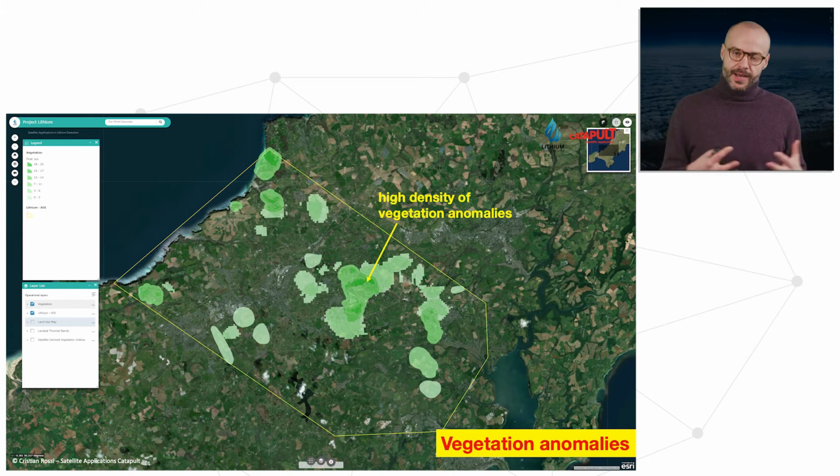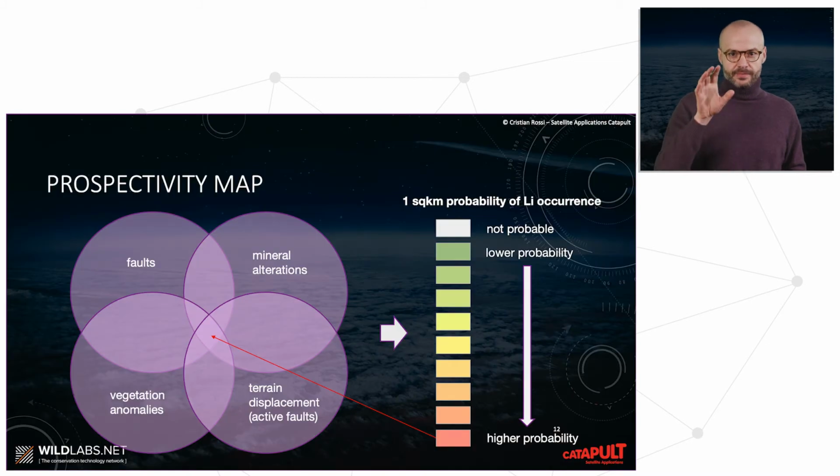Combining land cover, land surface temperature and other indicators, we were able to derive a map of vegetation anomalies. So why anomaly? Because potentially an anomaly can be associated again to geothermal activities. And this is another potential proxy of the presence of lithium. There are different proxies that I didn't show, but I've shown fault lines, I showed vegetation anomalies.